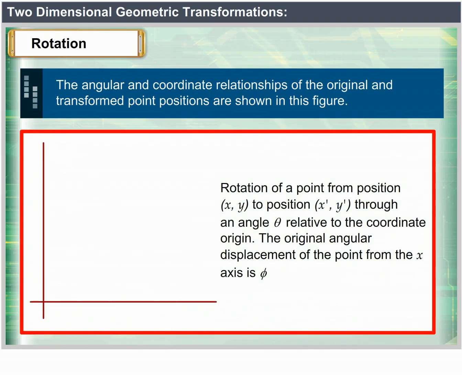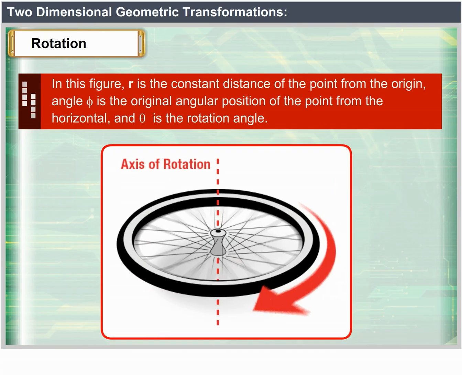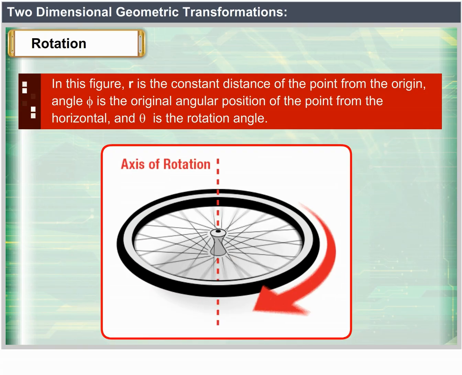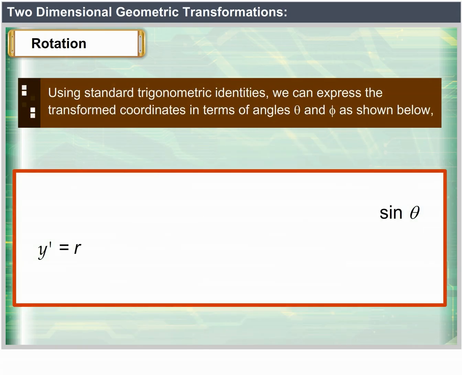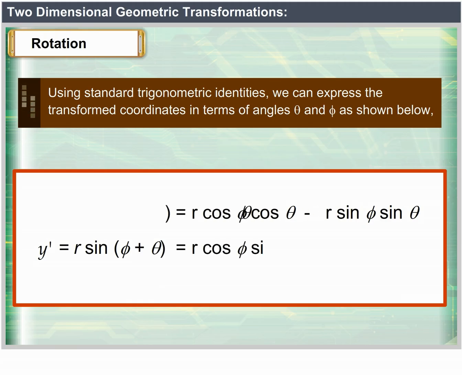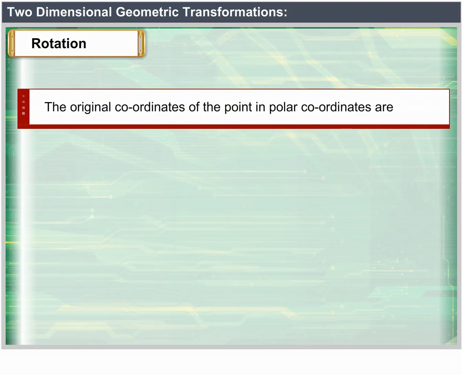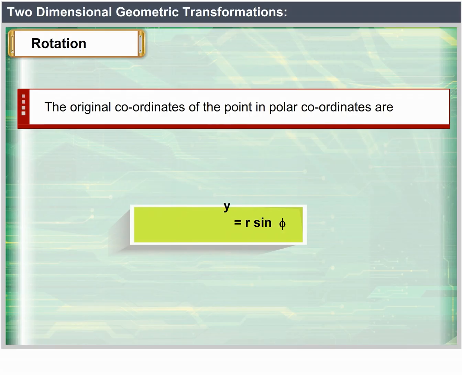The angular and coordinate relationships of the original and transformed point positions are shown in this figure. In this figure, r is the constant distance of the point from the origin, angle phi is the original angular position of the point from the horizontal, and theta is the rotation angle. Using standard trigonometric identities, we can express the transformed coordinates in terms of angles theta and phi as shown below. The original coordinates of the point in polar coordinates are x equals r cos phi, y equals r sin phi.